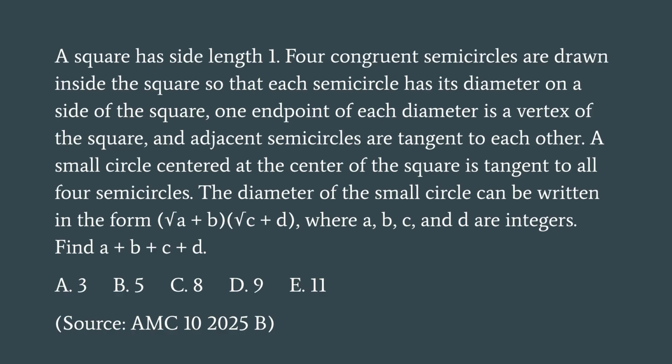The diameter of the small circle can be written in the form root a plus b times root c plus d, where a, b, c, and d are integers. Find a plus b plus c plus d.